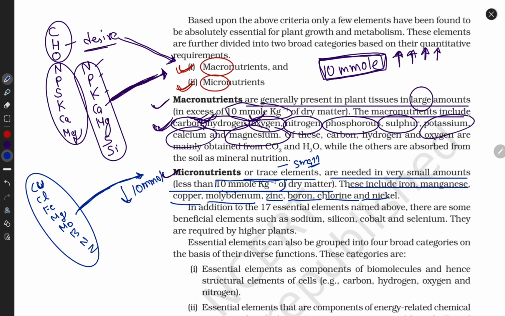Clear, guys? And there are some other elements also. They are also beneficial for the plant: sodium, silicon, cobalt and selenium. I added silicon here. They are required, guys.